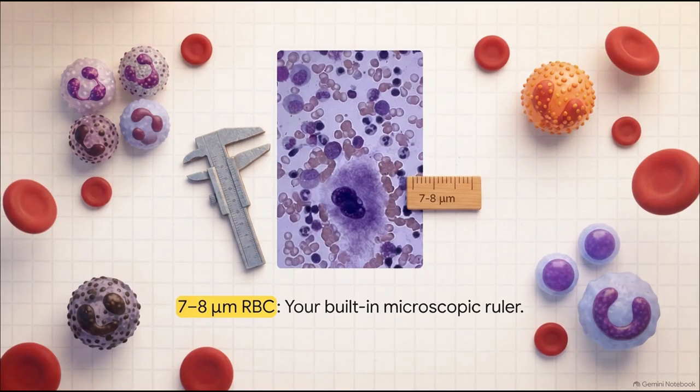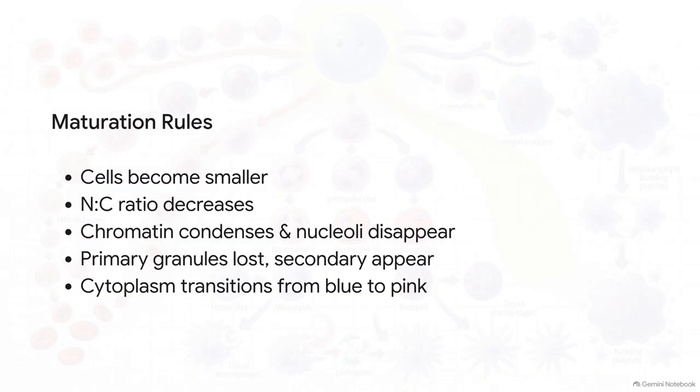It's your baseline. Now, as we trace the production of neutrophils, eosinophils, and basophils, you have got to remember these universal maturation rules. Across the board, as these cells mature, the overall cell actually shrinks in size, and that nucleus to cytoplasm ratio decreases. The nuclear chromatin severely condenses, and those nucleoli completely disappear. Crucially, early primary granules are lost just as the secondary, specific granules start to appear. Plus, the cytoplasm transitions from a deep, RNA-rich blue to a nice, mature light pink.